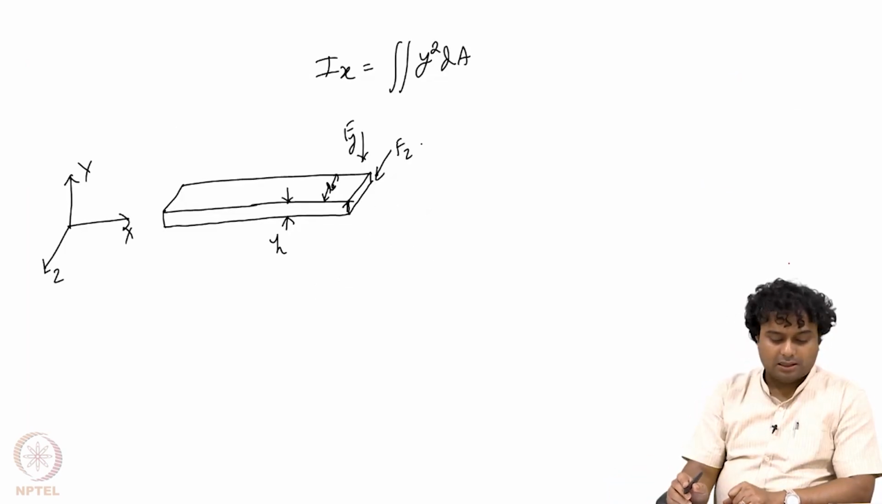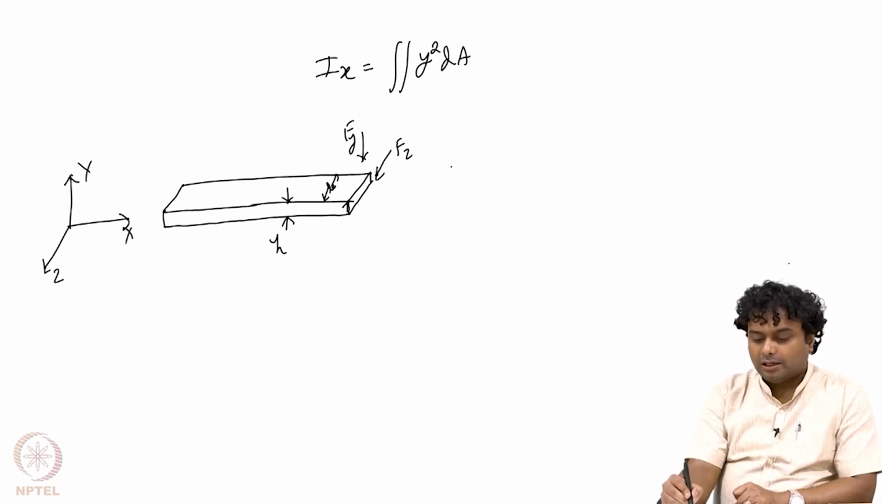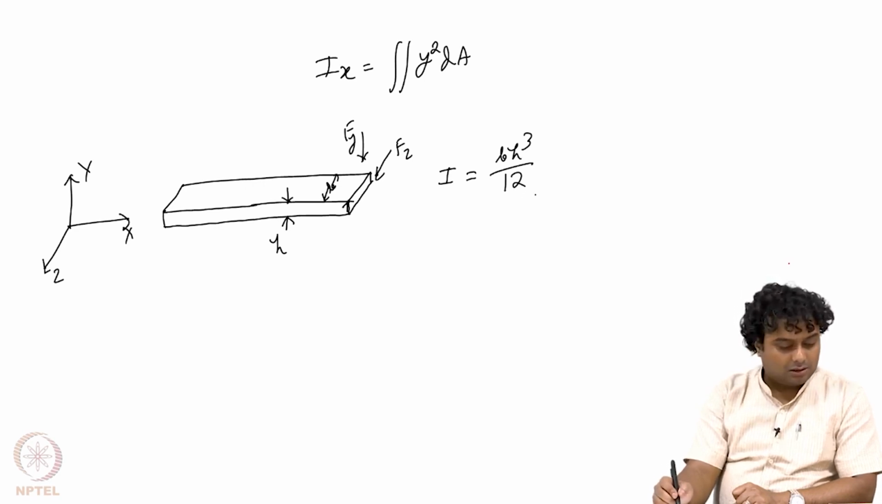If we are considering the force, first of all, for this kind of geometry, the inertia I can be written as bh cube by 12, where b is the width or breadth and h is the height. Okay. And we are not going into the derivation of this expression because this is not part of this course. Okay. So, that you can find out from simple mathematics or mechanics.